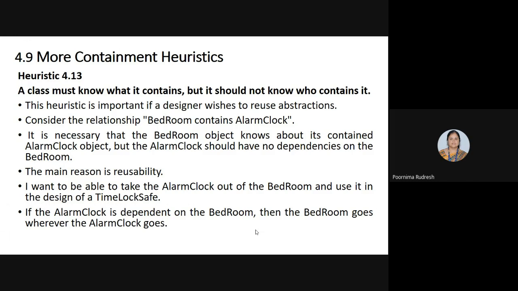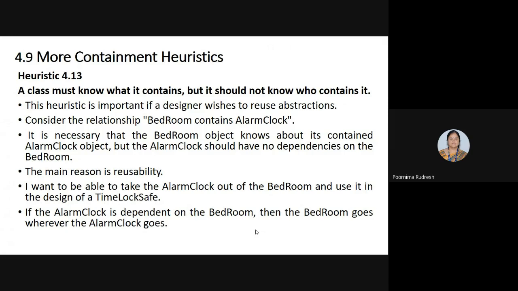For this, we'll consider one example that we discussed at the beginning itself, the alarm clock example. When we were defining classes and objects, we considered the example of an alarm clock. Consider this example once again. Here we are considering the relationship between the bedroom and the alarm clock. The bedroom contains the alarm clock, meaning we are keeping the alarm clock in the bedroom. So it is necessary that the bedroom object knows about its contained alarm object. The bedroom should know it consists of the alarm object.